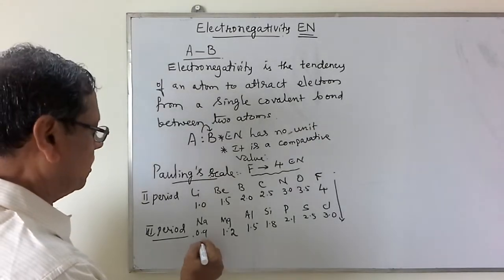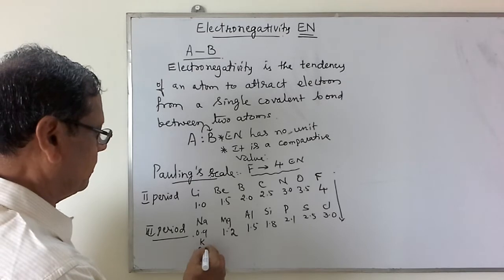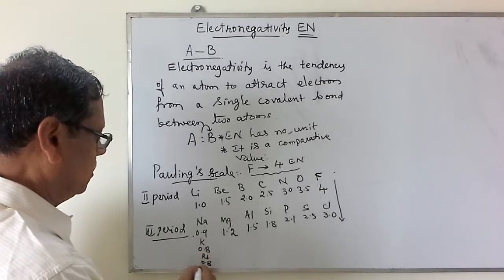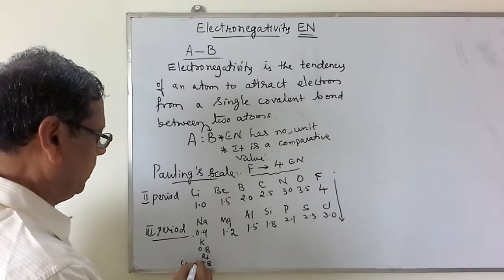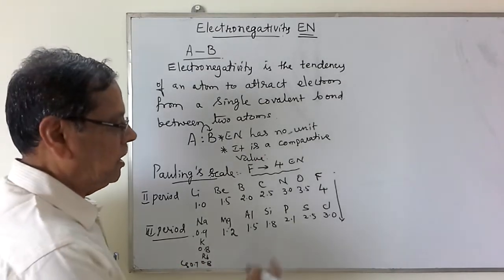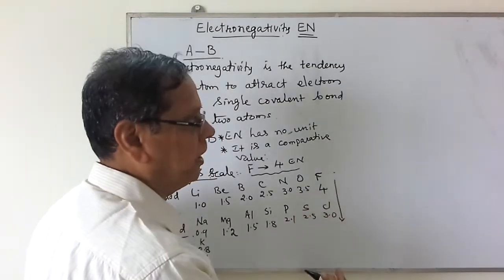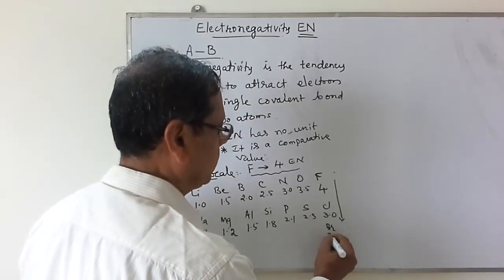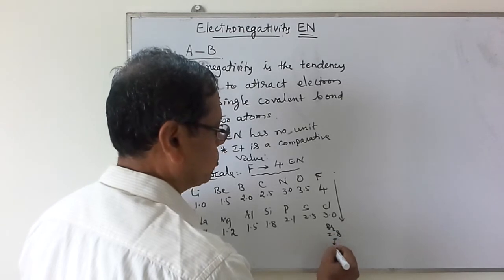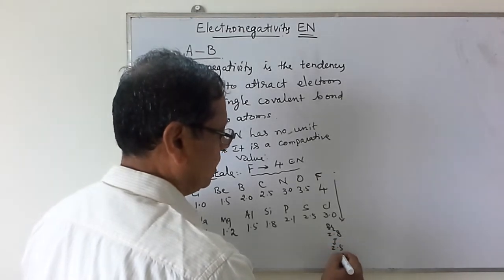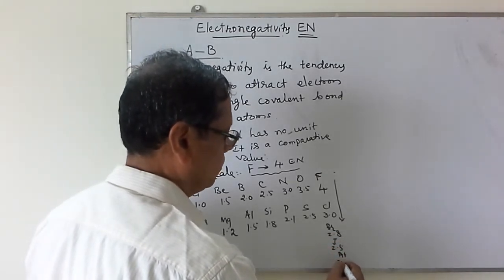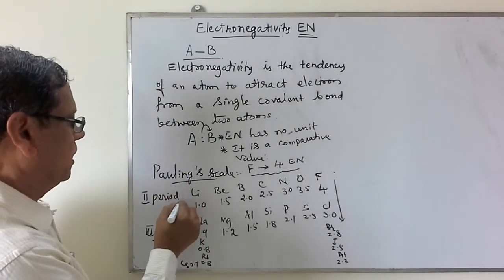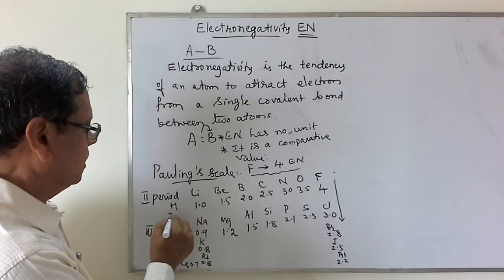Then you remember for potassium it is just 0.8. For rubidium it is 0.8. For cesium it is 0.7. Similarly, when we move down from fluorine to astatine, for bromine it is 2.8, for iodine it is 2.5, for astatine it is 2.2. Remember, there is one more element, hydrogen, which also has 2.2.